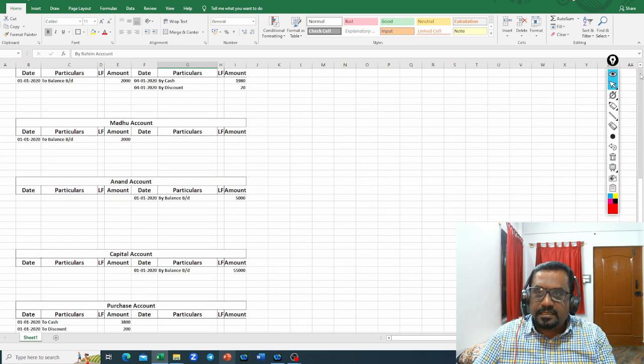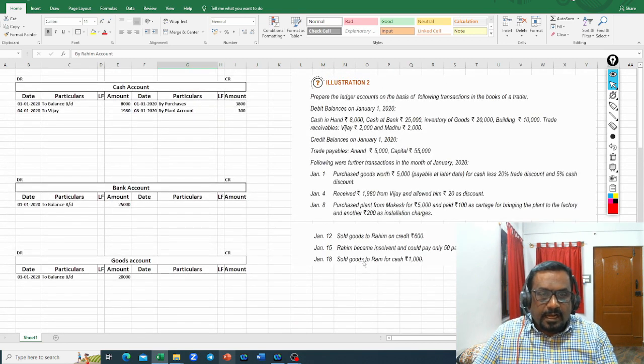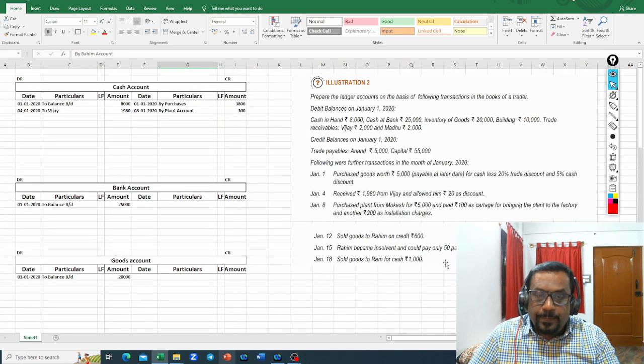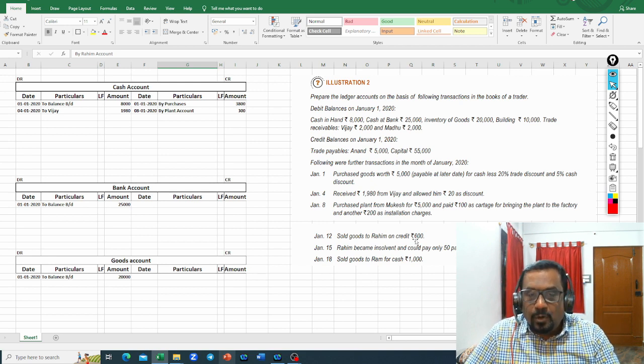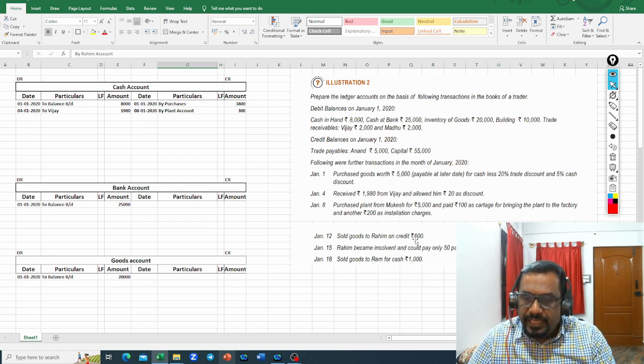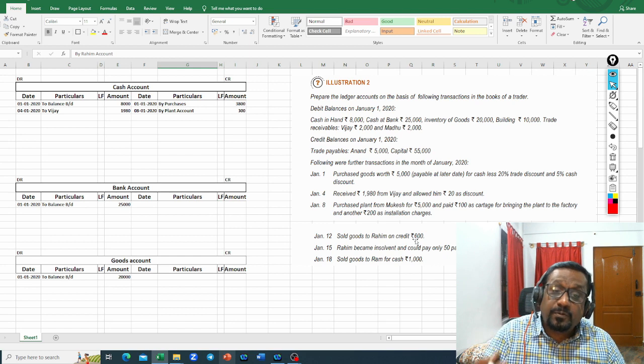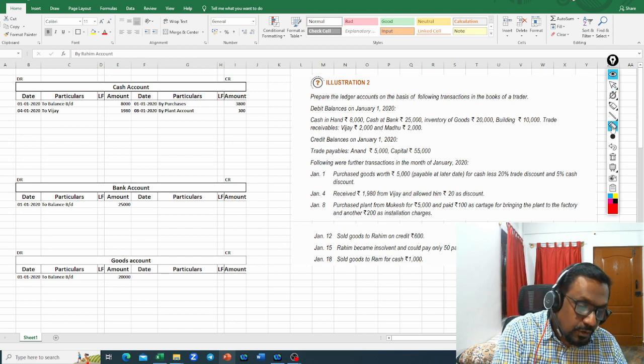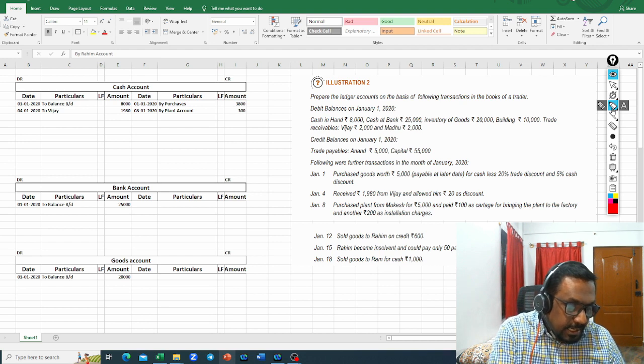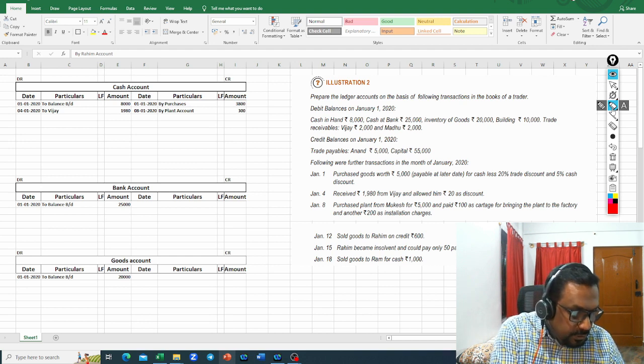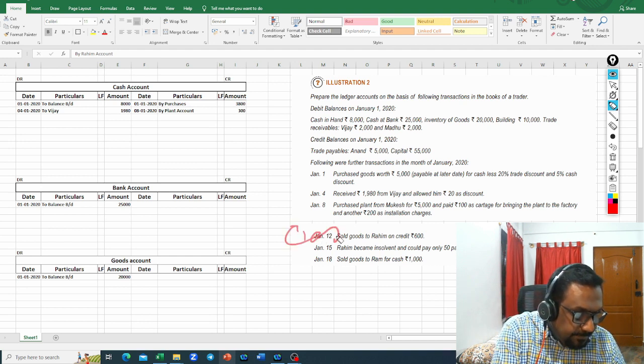What is the other transaction we have? Rahim became insolvent and could pay only 50 paisa in rupee. 50 paisa in rupee means 600 divided by 50 paisa means what? He paid only 300 because he could not pay that amount. Now, what entry are we supposed to post for this? So, guys, let us understand. Rahim paid 300 rupees. So that means what? We received cash. Cash account debit 300.